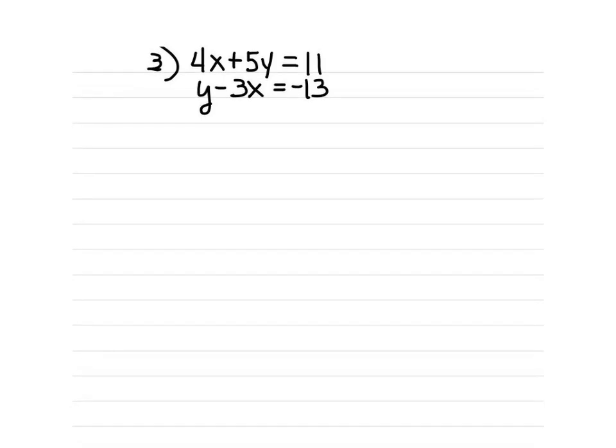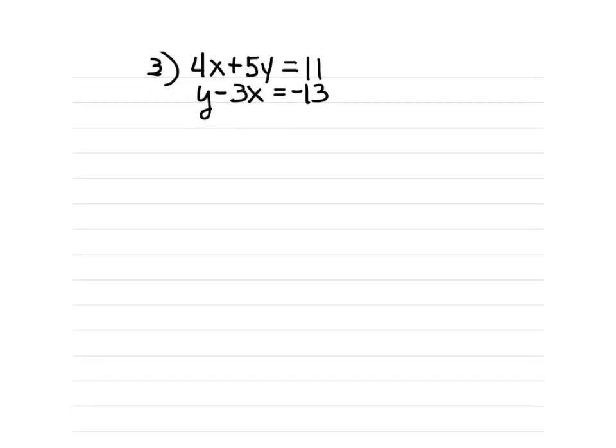All right, let's look at number 3. Here's my system of equations. 4x minus 5y is equal to 11. And y minus 3x is equal to -13.